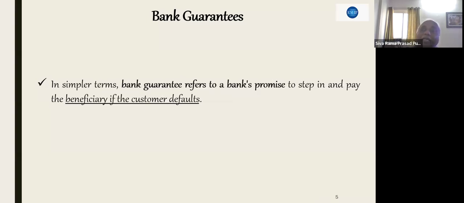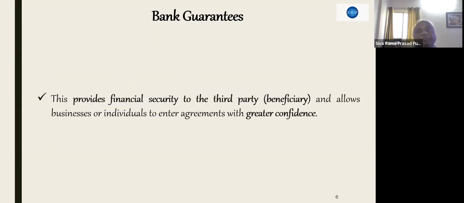In simpler terms, bank guarantee refers to the bank's promise. They are giving the promise to the beneficiary, the government, on behalf of the contractor, that is the applicant, to step in and pay the beneficiary if the customer defaults. Customer means the applicant, in our case the contractor. This provides financial security to a third party and allows business individuals to enter into agreements with greater confidence.